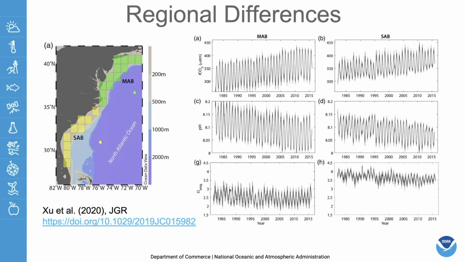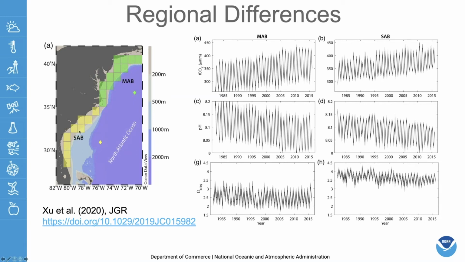Here I'm going to present results from a recent paper by one of our postdocs at AOML, Yuan Xu. This was published, I think, in June of 2020. Yuan used a Bayesian neural network, which is a machine learning approach, to study the patterns in the surface carbon chemistry in the Mid-Atlantic Bight, or MAB, in green here on the left, and the South Atlantic Bight in yellow here in this plot.